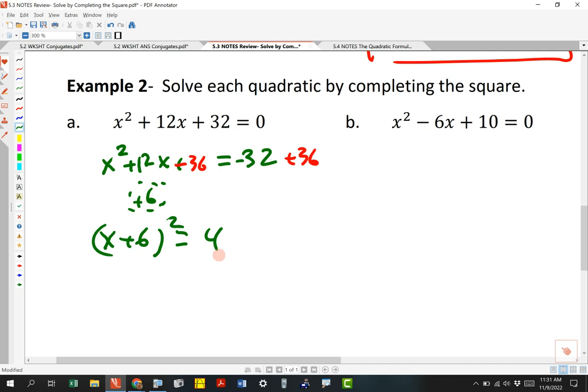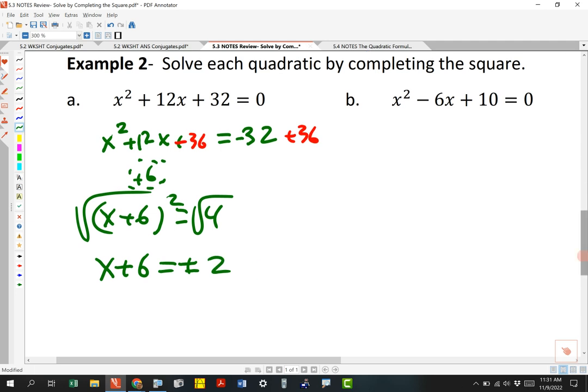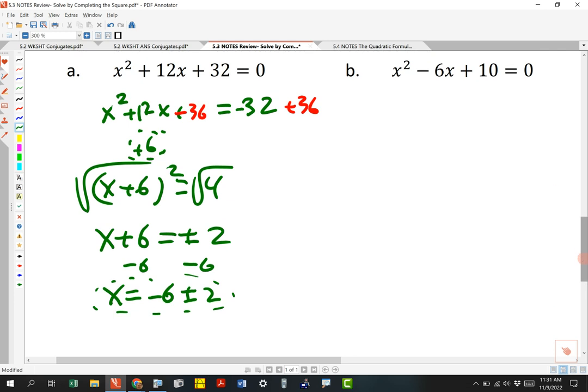And Hannah, what do we get to do now? Yeah, we just get to take the square root. We've turned this into an easy problem like we had up above. So this is going to be x plus 6 equals plus or minus 2. And I just keep solving. Subtract 6. So I get x equals negative 6 plus or minus 2. Now, there are some people that will stop right here. But when it's something simple like integers like this or nice fractions or something, go ahead and break it into the 2 pieces that we need here.